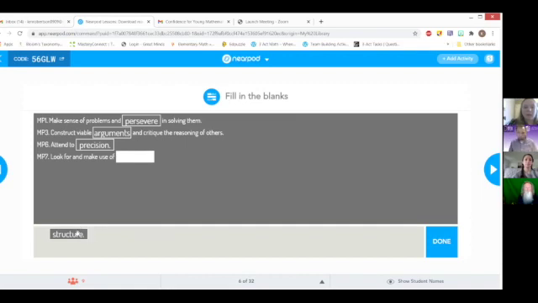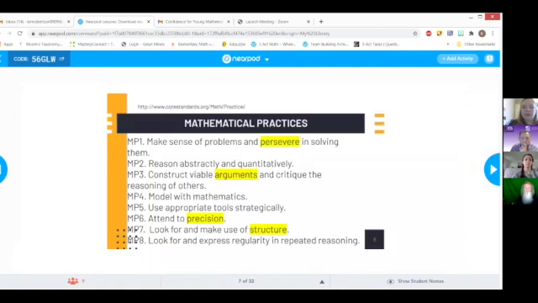And then the last one, look for and make use of structure. Now, I mentioned only these 4 because I'm going to relate these 4 to some of our strategies that we're about to look at. While there are 8 different practices, we're going to focus in on those core 4. And this is a list of those practices as a refresher. But as I mentioned, we're just going to focus in on a few of them today. It would take hours to really emphasize every one of those.